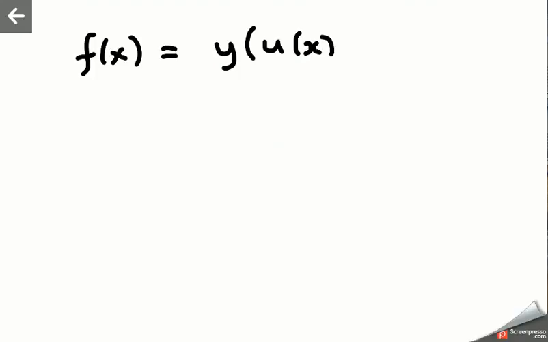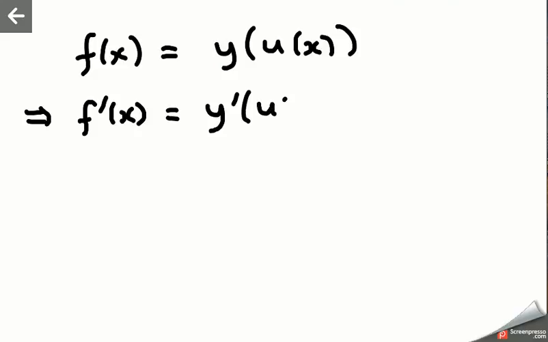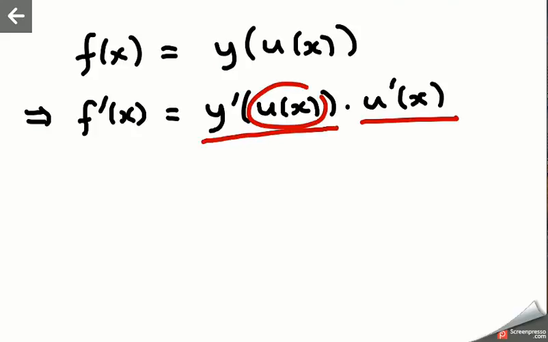If you have a function f of x that's actually equal to a function of another function of x, for example f of x equals y of u of x, then the chain rule tells us that f prime of x is equal to y prime of the point u of the same value x, times u prime of x. In other words, u differentiated at the point x, and then the function y of u differentiated at the value u of x. So that's what the chain rule says.